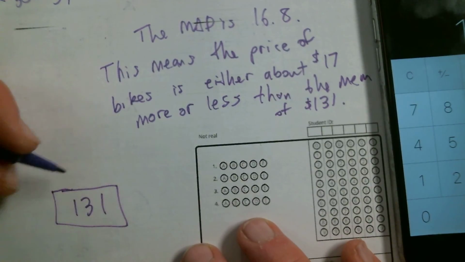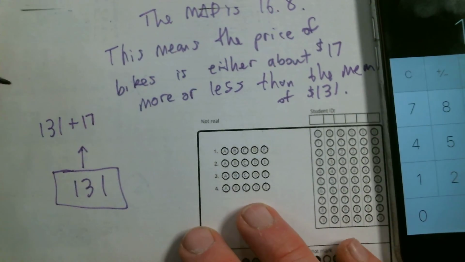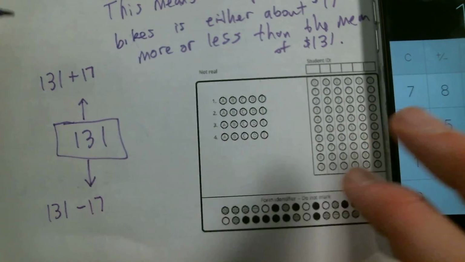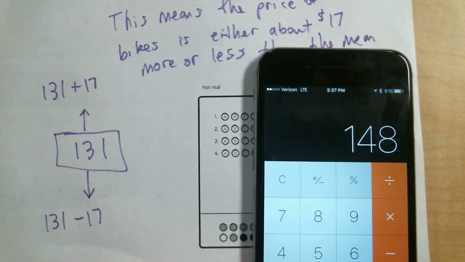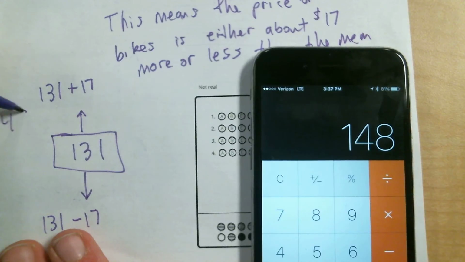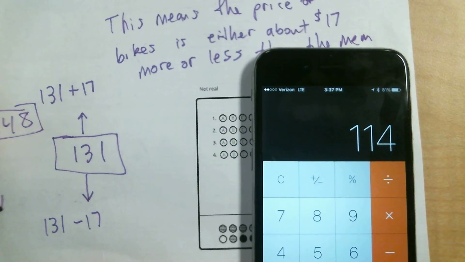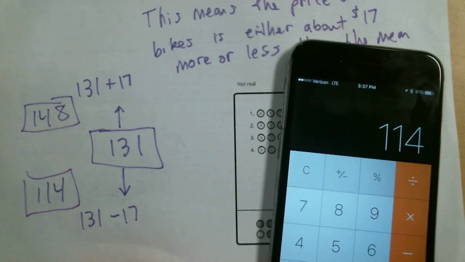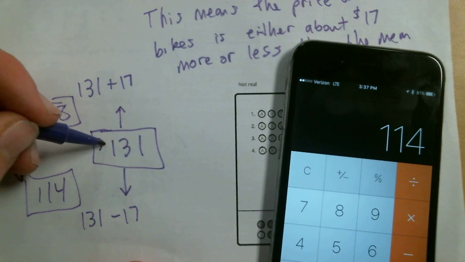So if you think about what that means, bikes are either going to be in the middle, they're going to be 131. On the higher end, they're going to be 131 plus about 17. Or on the lower end, they're going to be roughly around 131 minus 17. So it means you have quite the range of bicycles you might have here. You might have anywhere from 148 on the upper end to, on average, 114 on the lower end. So we kind of have a range of bike prices here. On average, typically, they're within 114 to 148, but most hover around 131.